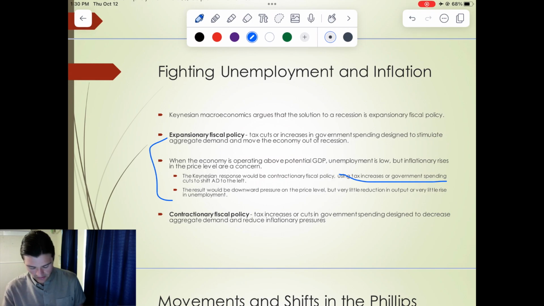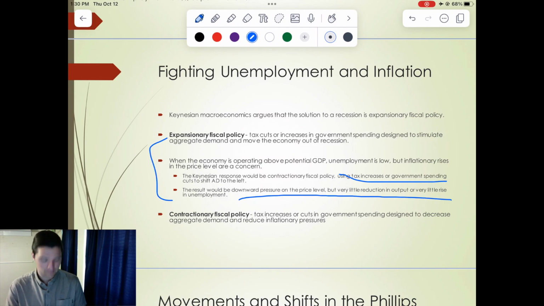The result would be a downward pressure on price level, very little reduction in output, and then your unemployment would rise a little bit, but not too much. So like I said, we'll talk more about fiscal policy in another chapter. We'll talk more about the ins and outs of that.